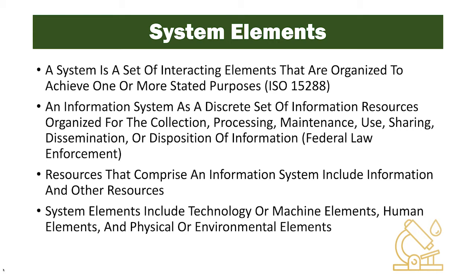So there's a few different definitions of system elements. These are the pieces of the system that make up the information system, the discrete pieces. So it could be a server, it could be a set of servers, it could be a process, it could be a number of things that make up the different system elements that comprise together to make the information system. The bottom line is important here: it includes technology or machine elements, human elements, and physical or environmental elements that can be brought together to make up an information system.